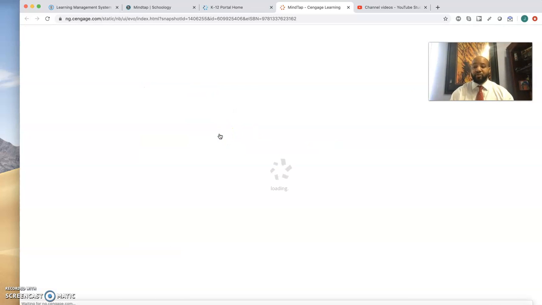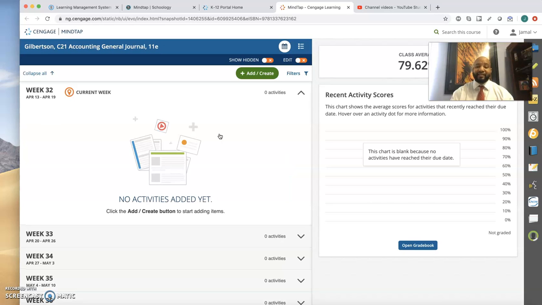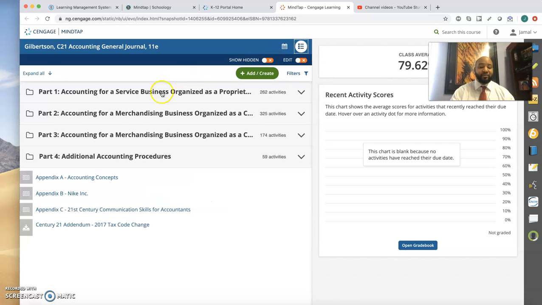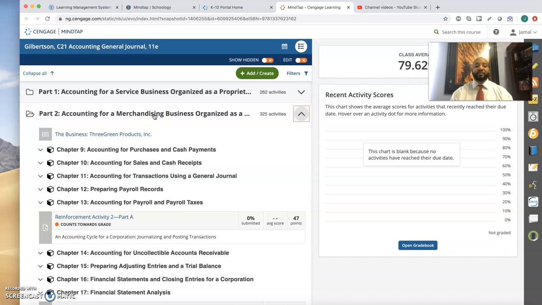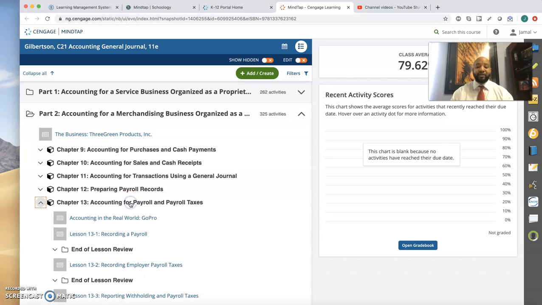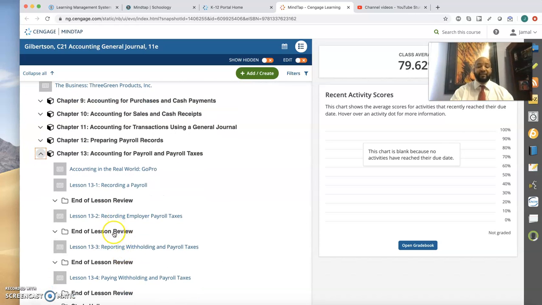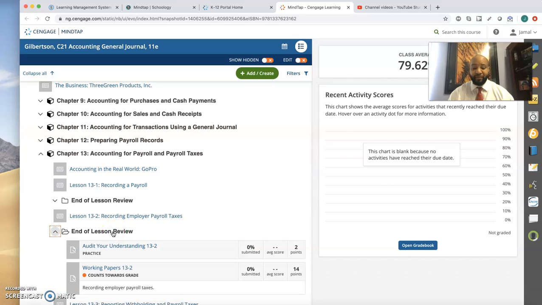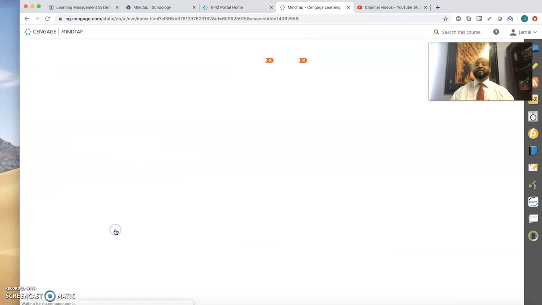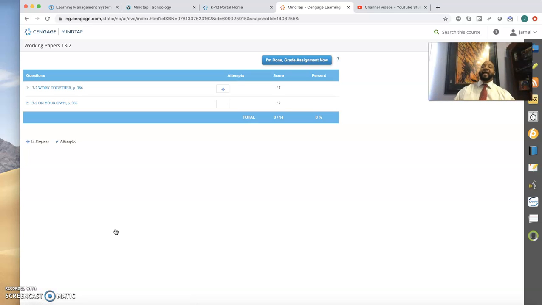Once we launch the course, there's an icon in the top right-hand corner, some bullet points and dashes. We're going to click on that. It's the quick view. Once we get to quick view, we're in part 2. Once we get to part 2, we're going to go down to chapter 13. When we open up chapter 13, we're going to go to end of lesson review for 13-2. So 13-2 started to talk about how we're going to actually journalize our payroll expense, a salary expense. So let's get to that.